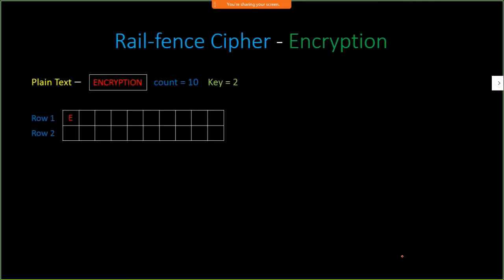So, encryption diagonally. After that, I will get the rows. So rule number 3: read the plain text written in the sequence of the rows. First row we have seen is ECYTO, so we write ECYTO. After that, what is row 2? NRPIN. So the encryption is represented as ECYTONRPIN. That is the rail fence cipher technique on the basis of key 2.